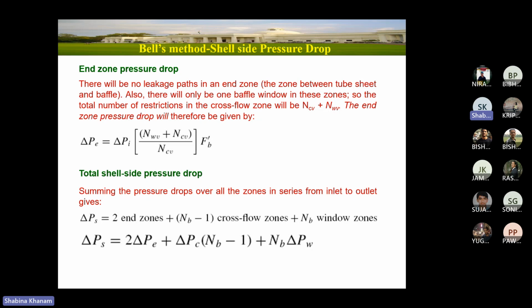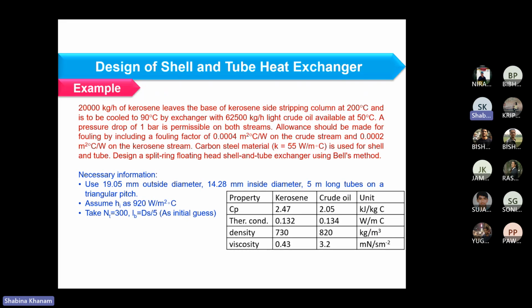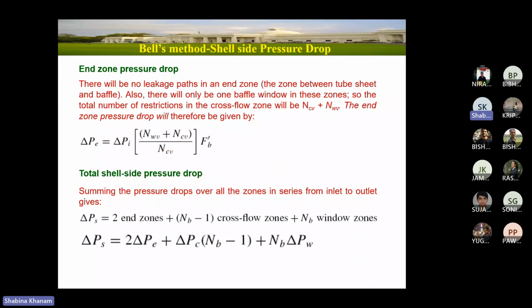So considering Bell's method, the design is more complicated, but at the same time it is more accurate for the shell side. Tube side design will remain as it is, as we have discussed before. That is about Bell's method. The complete example we will discuss considering Bell's method, but that will not be covered now because time is less. So I will stop this class here. We will continue the Bell's method example in the next class.